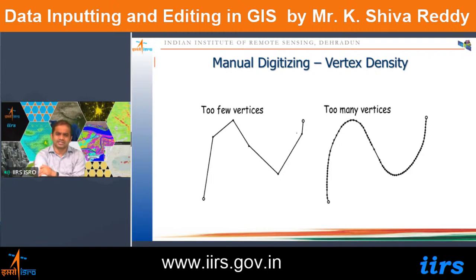So the vertex density needs to be set in such a way that your data should not have too many vertices, and at the same time not too few. Modern GIS software lets you define this vertex density. Suppose you have defined that the minimum distance should be, say, 5 pixels. Then two vertices cannot be created less than 5 pixels apart. Even if you want to create one, it will not get highlighted. Once he goes beyond the 5 pixels, only then will he be allowed to create a point. In this way, you can define the maximum and minimum vertex density, and that will reduce the problem of too few vertices and too many vertices.